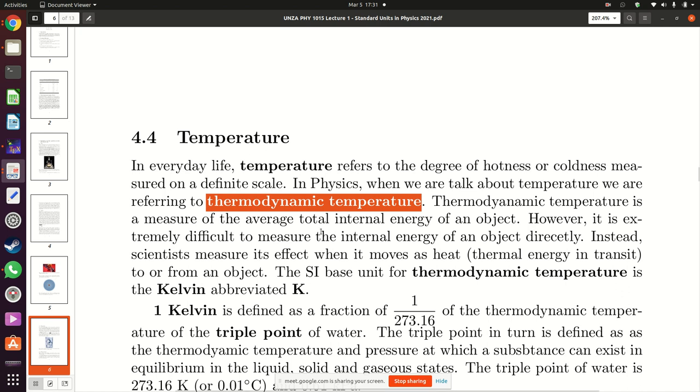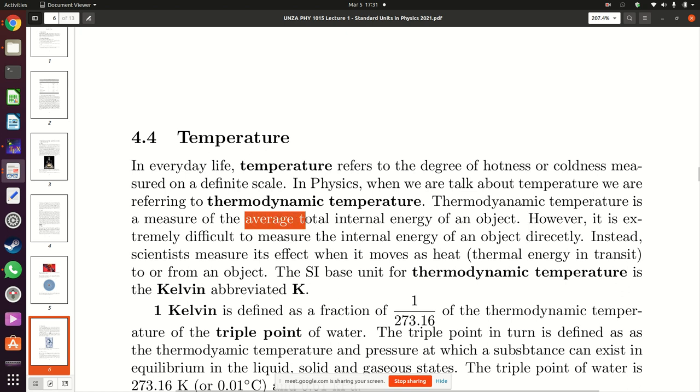And this thermodynamic temperature measures something known as the total internal energy. Total internal energy refers to all the energy which an object has. If you've got a piece of matter, a mass of 1 kg of something, all the energy which that particular object has is what is referred to as total internal energy. This total internal energy is a measure of thermodynamic temperature. So the more total internal energy you have, the higher the thermodynamic temperature is.